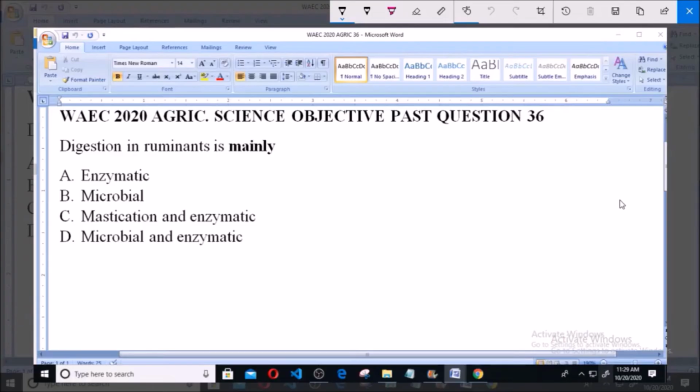Digestion in ruminants is mainly A. Enzymatic, B. Microbial, C. Mastication and enzymatic, D. Microbial and enzymatic. Now, ruminant animals or ruminants are animals that have 4 stomach compartments or 4 stomach chambers.